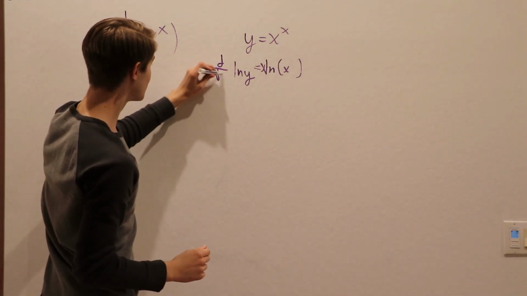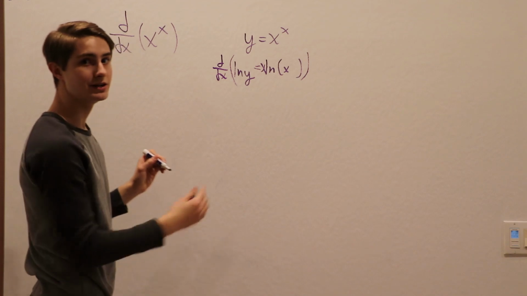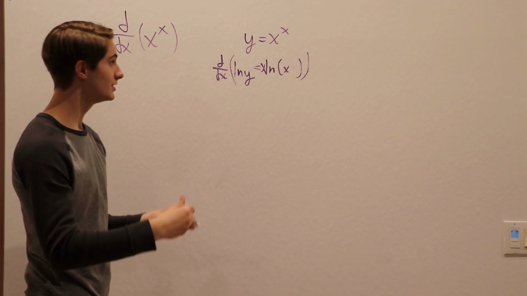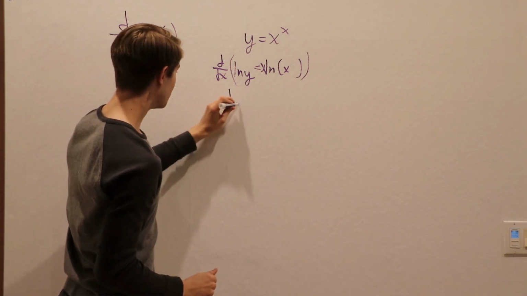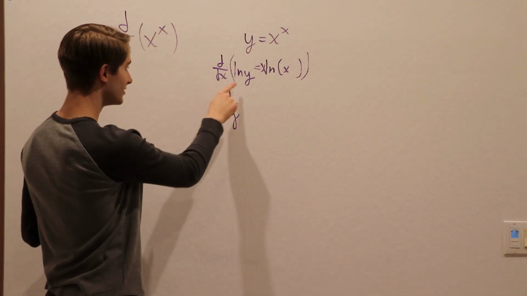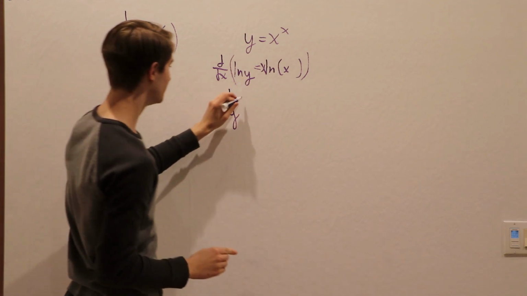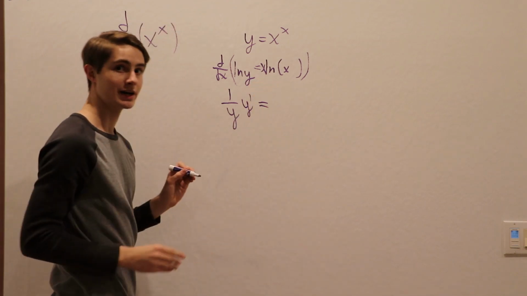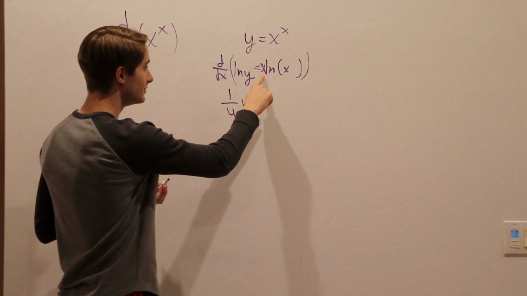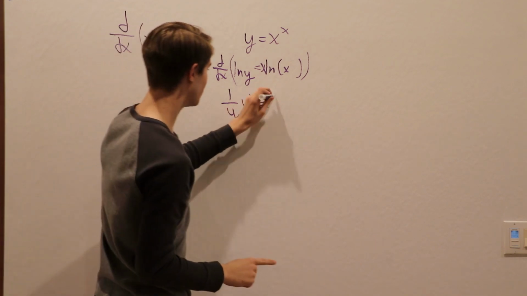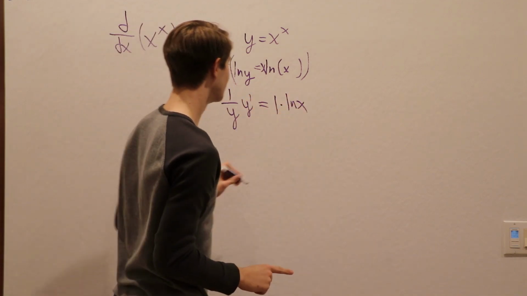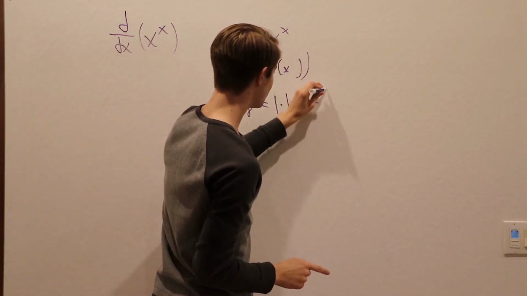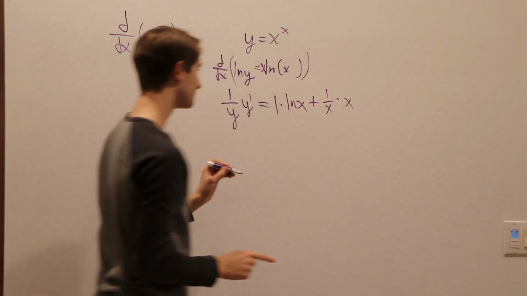So let's take the derivative with respect to x of everything here and use implicit differentiation. On the left side, the natural log of y, if we take the derivative of the natural log, we'll get 1 over y, and then the derivative of the inside by the chain rule will just be y prime. On this side we have x times natural log of x, so we'll use the product rule. The derivative of x is just 1, so we have 1 times natural log of x, and then the derivative of natural log of x is 1 over x. So we have plus 1 over x times x.